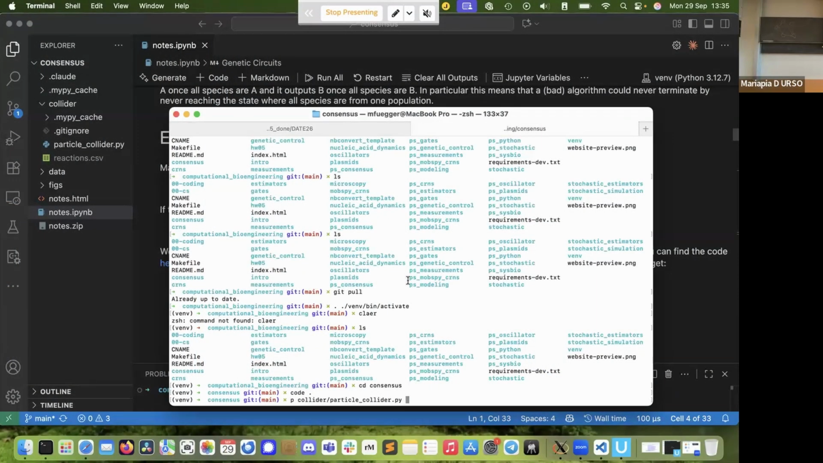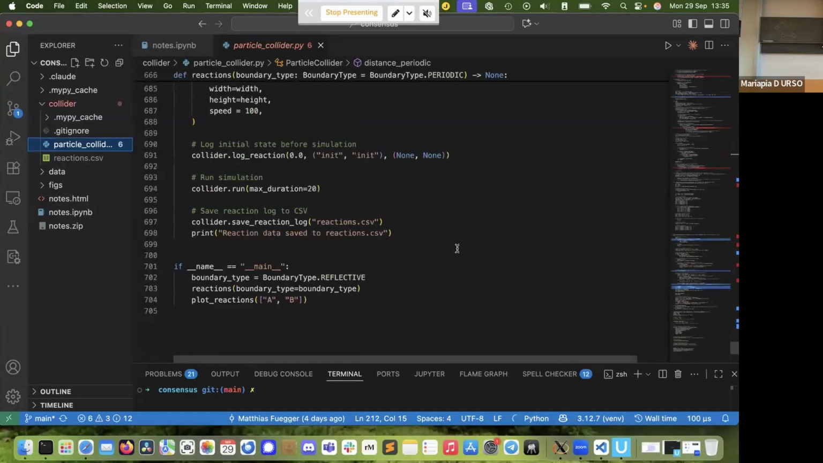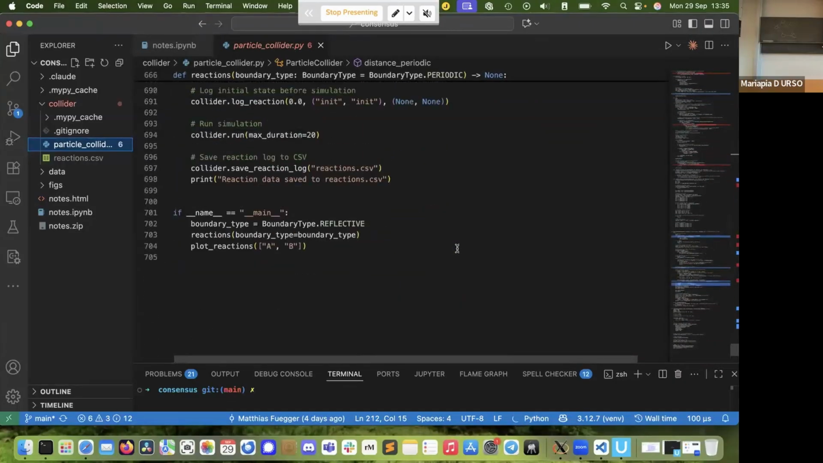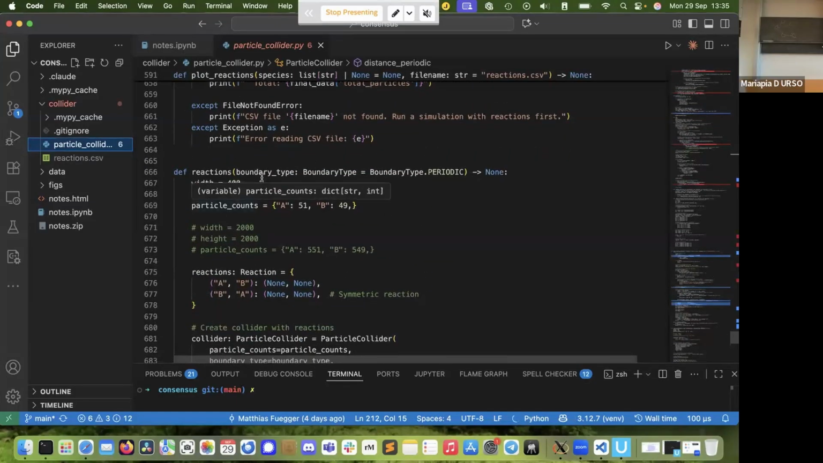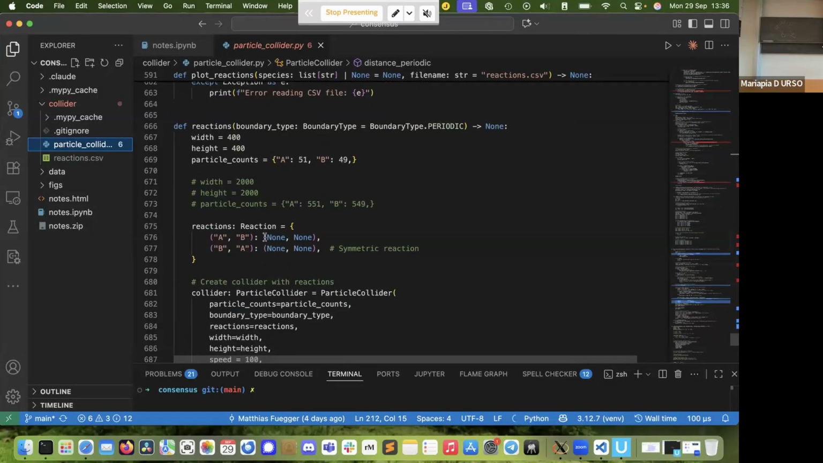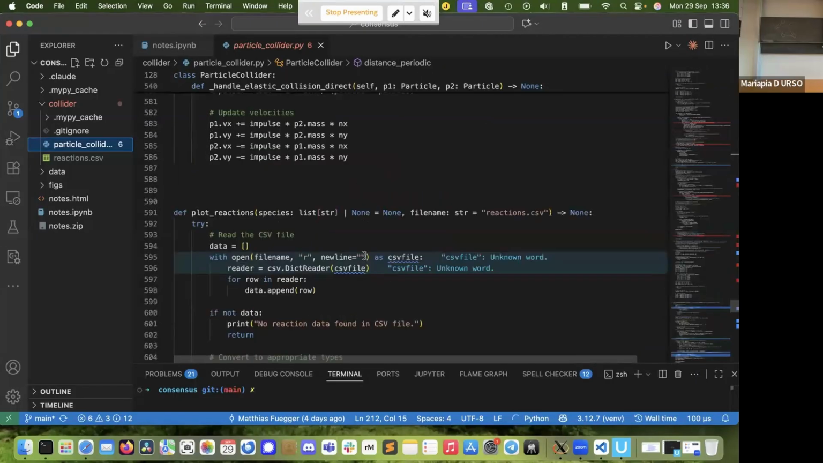Oops, wrong directory. So what I prepared here is actually a little code that has around 700 lines of code. So it's not too big. And you can just initialize how big this volume will be, like 400 times 400 pixels. You can initialize with A has 51 and B has 49, for example, exactly like the instance we have seen before. And then the reactions, for example, A B goes to none, none, so A B goes to nothing. Yeah? So you define the chemical reactions, and then you can just run it.